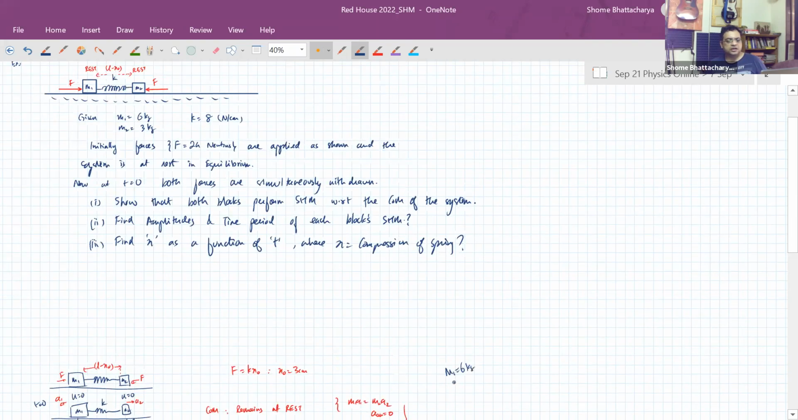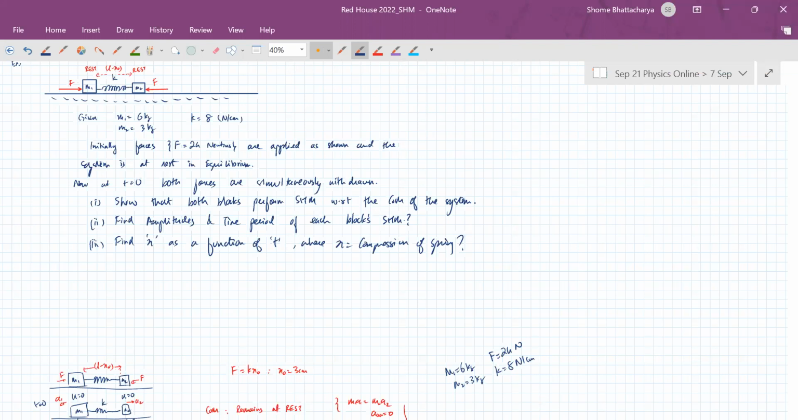M1 is 6 kg, M2 is 3 kg. The force we are applying initially is 24 newtons and the spring constant is 8 newtons per centimeter. So this is the data that we'll require. This is actually more like a question of application of center of mass concept, but a little bit advanced because SHM is put into it. Yes, you can scroll down.